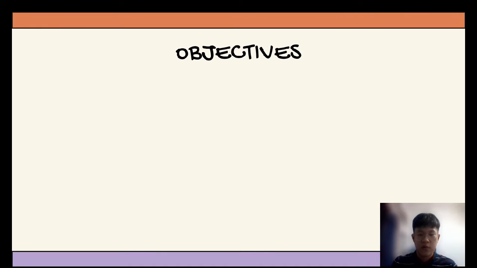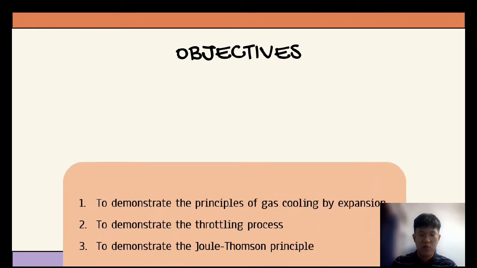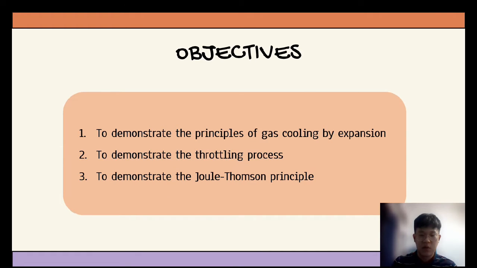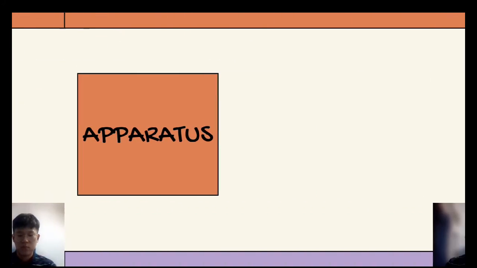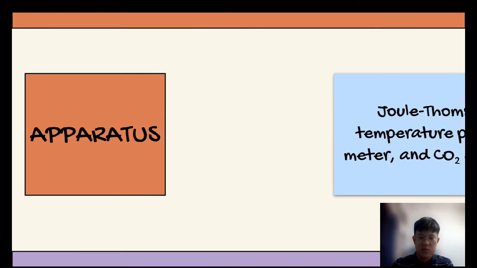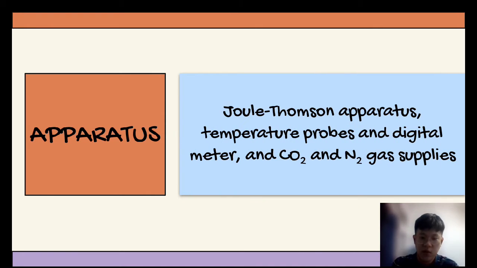The objectives of this experiment aim to demonstrate the principle of gas cooling by expansion and also the throttling process, and finally the Joule-Thomson principle. The apparatus needed in this experiment included Joule-Thomson apparatus, temperature probes, digital meter, carbon dioxide and nitrogen gas supply.